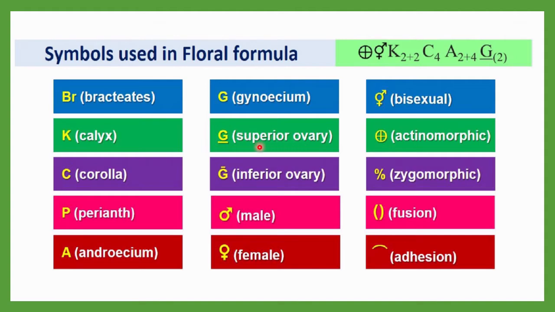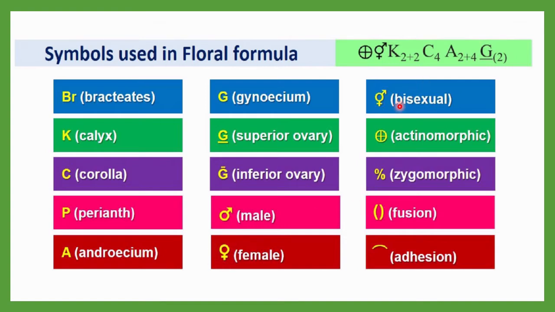Whenever you want to show a superior ovary, you just underline the G. For an inferior ovary, you draw the line on the upper side, which indicates inferior ovary. Male flowers will be indicated by this symbol, and female flowers by this symbol. Suppose some flower has only androecium, then such flowers are indicated as male flowers. In some flowers there is only gynoecium, then it is indicated as a female flower, and at that time you should use this symbol.